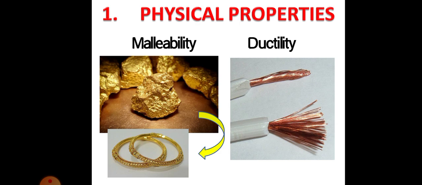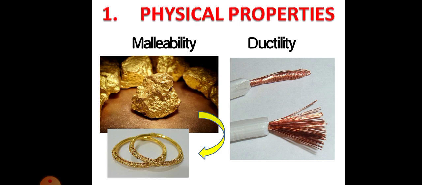Next, ductility. Pag sinabi nating ductility, familiar na ito sa inyo. These are actually wires. So, sa loob ng mga wires natin, we can actually see thin wires or itong maliliit na to. These are actually the ductility property of metals. So, ano yun? Ductility is the ability to be drawn into thin wires.